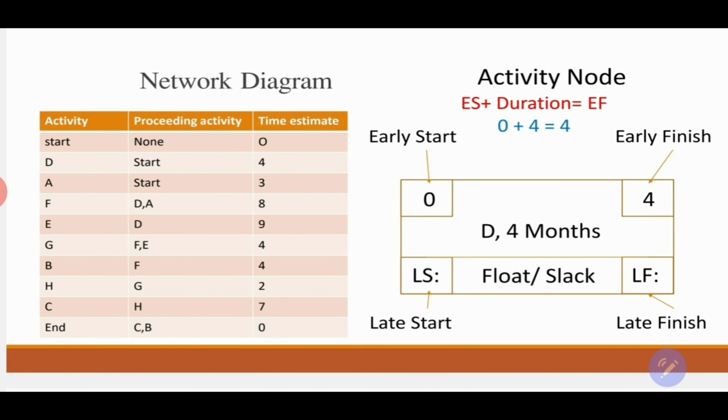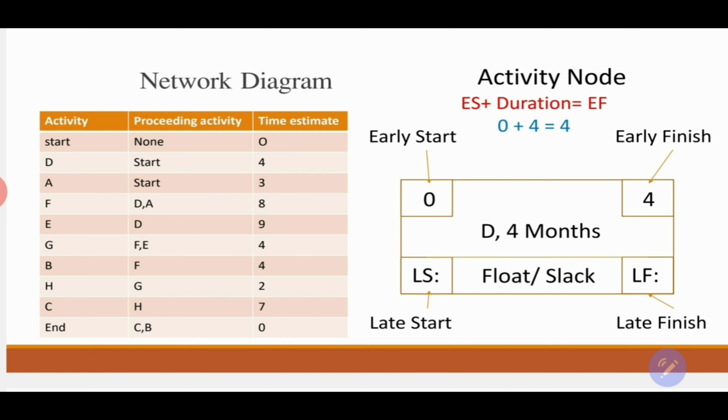Now let's draw activity D in the node. How early can we start activity D? The earliest we can start activity D is 0. Why? Because this is the first activity after the start, and it has only one predecessor, which is the start, and there's no duration, because milestones usually have 0 duration and 0 cost. So the earliest I can start activity D is at time 0.